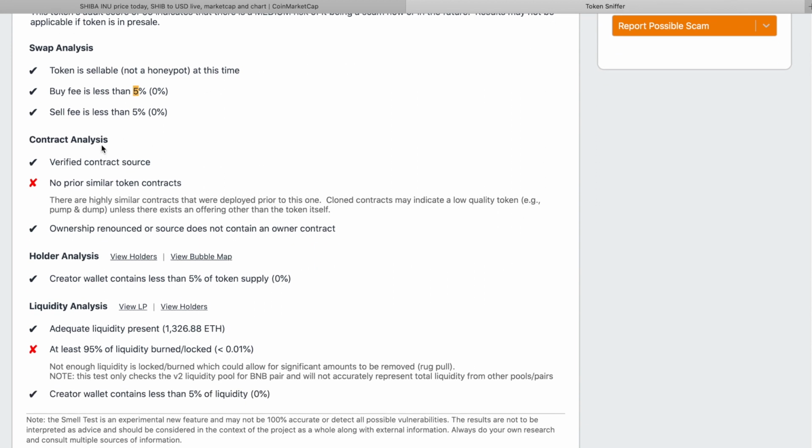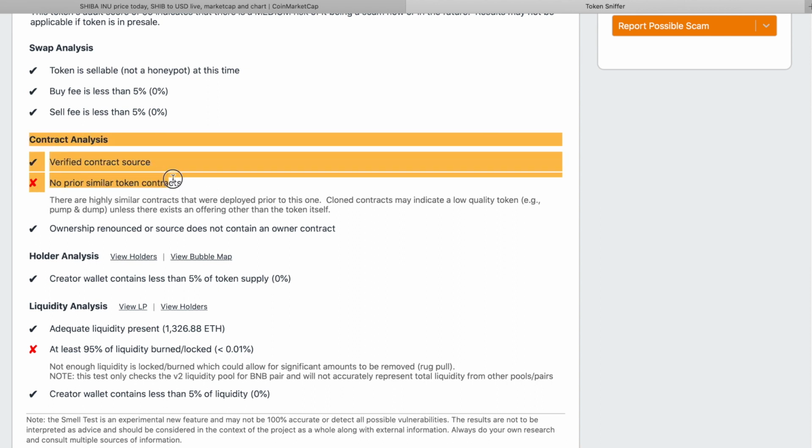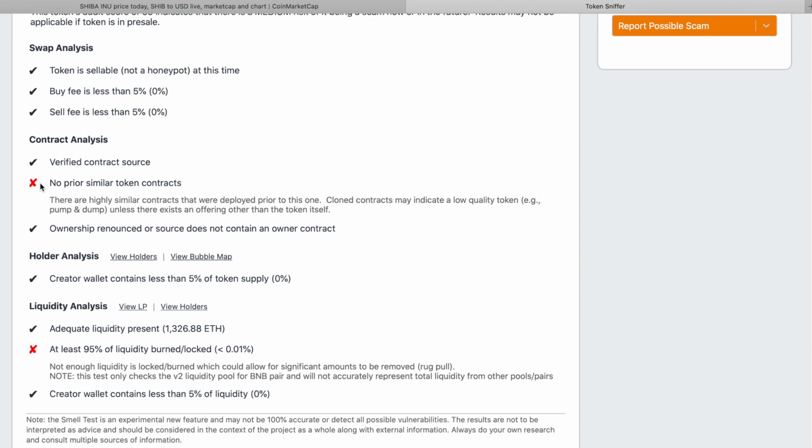Now, contract analysis. Verified contract source. I mean, all contracts are actually open source, so you can basically see the code for the contract. If you know a bit of programming, you can check the code to see certain restrictions or certain things. We're not going to talk too much about this. No prior token contracts. Well, this one, in most cases of meme coins, will always be ticked as red, because most of the meme coins are just copies of a different meme coin. There are thousands of meme coins out there. There are thousands of copies. As you can see here, even Shiba Inu is a copy of a previous token.